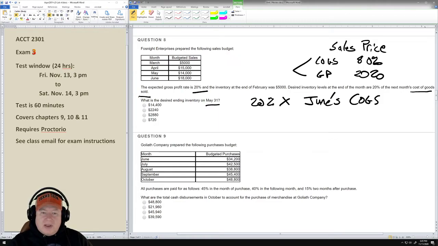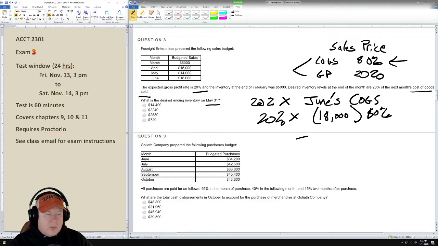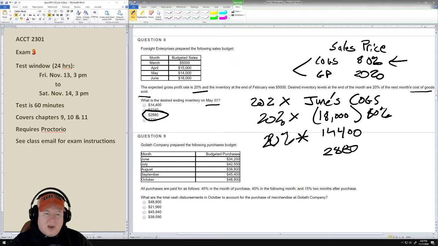Well, June's sales is 18,000. And the COGS portion is, well, we need to multiply that by 80%. So if you multiply 18,000 by 80% and then multiply that by 20%, this ends up being 14,400, and then multiplied by 20% is going to be 2,880, which is, thankfully, one of the things given.